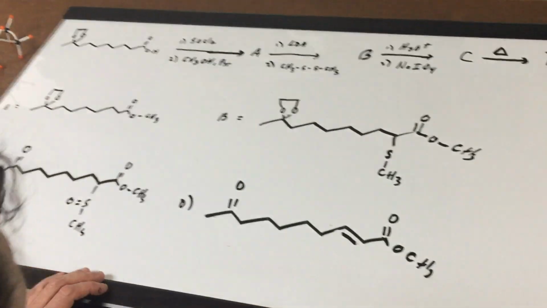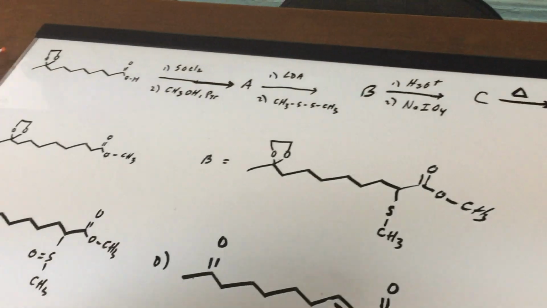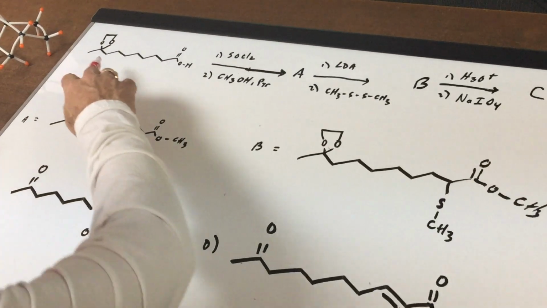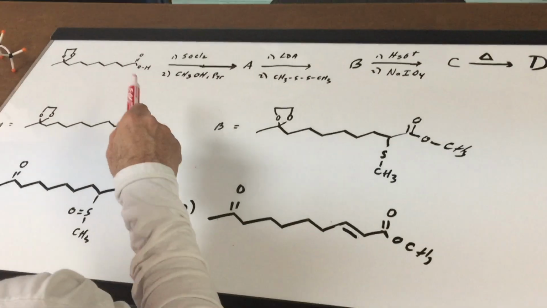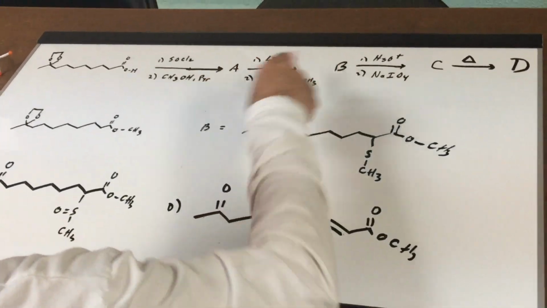This is not a question for a kid that's getting an 18 or a 19, but this is going for the kids that are going for the 25 to 30 range. What I did is I'm going to start with this compound, and I want to figure out what letter D is. And I'm going to be treating it with all these different reagents and get these intermediate products along the way.